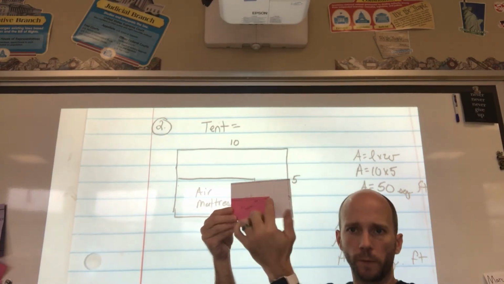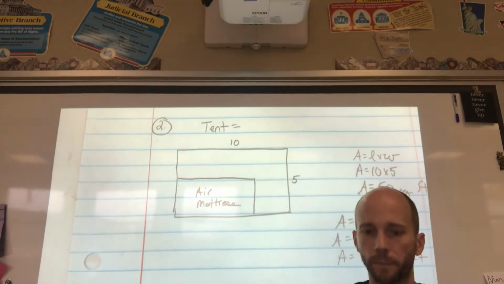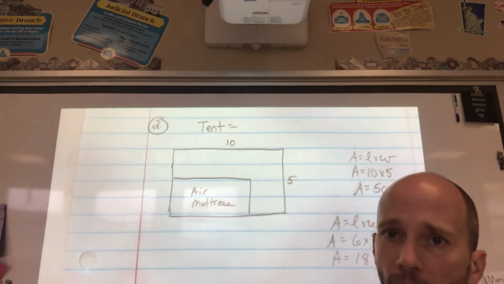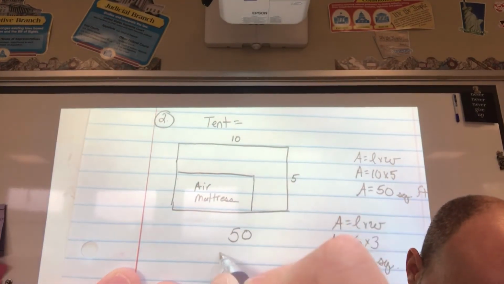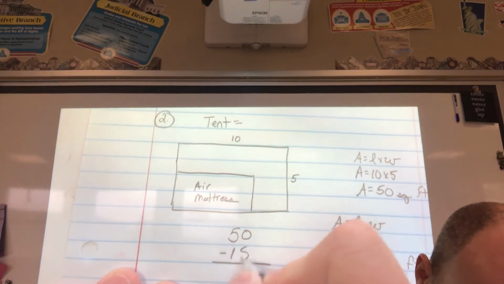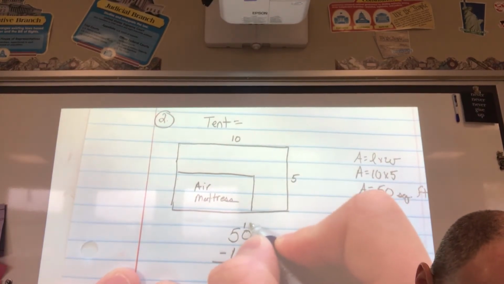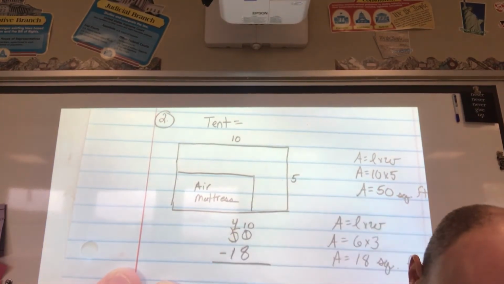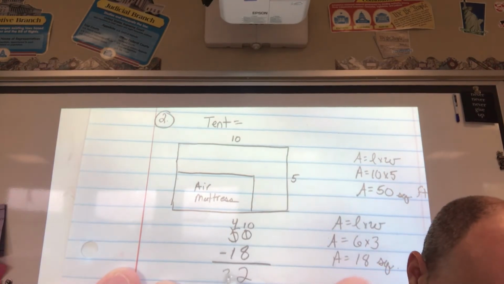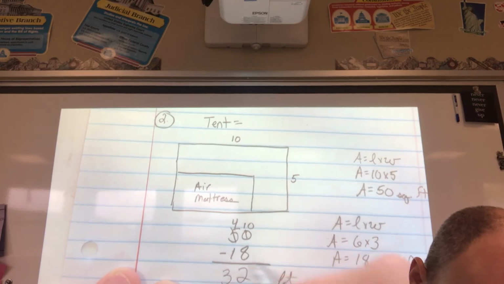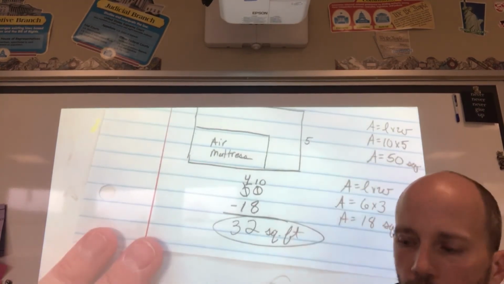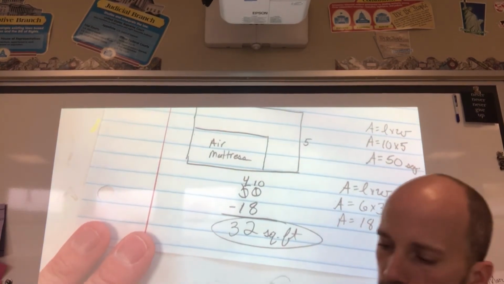So this is what we're looking for. We're looking for the overlap, okay? So we're going to go ahead and find the overlap by finding the difference between those 2 numbers. So that would be 50 minus 18. And I believe you guys will have an overlap question to do on your own, giving him 32 square feet to romp around and do whatever he wants in his tent.